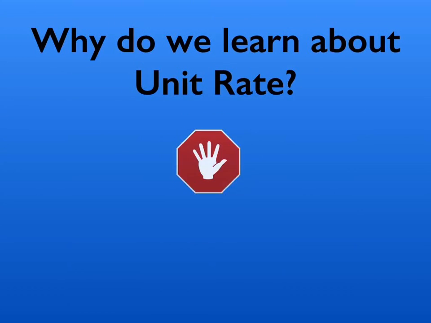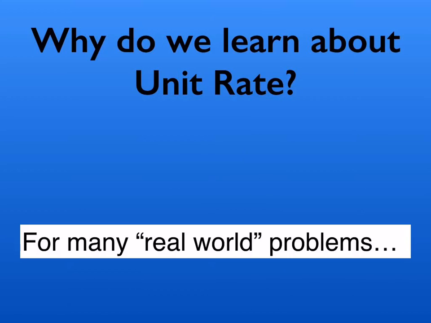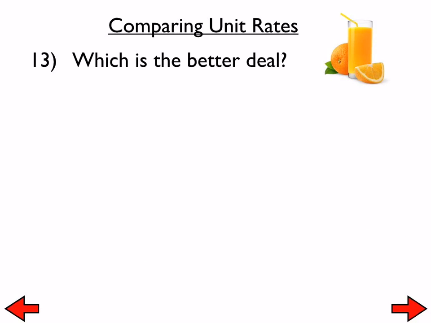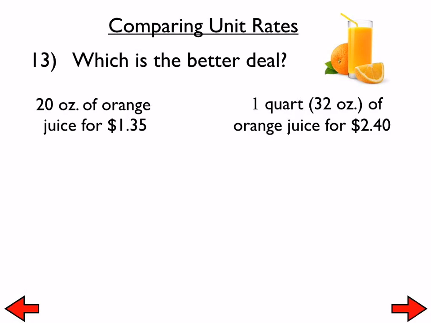All right, so why do we learn about unit rate? Well, mainly for lots and lots of real-world problems like the one that's coming up here for number 13. So the question for number 13 is, which is the better deal? 20 ounces of orange juice for $1.35 or 1 quart, which is 32 ounces of orange juice for $2.40.